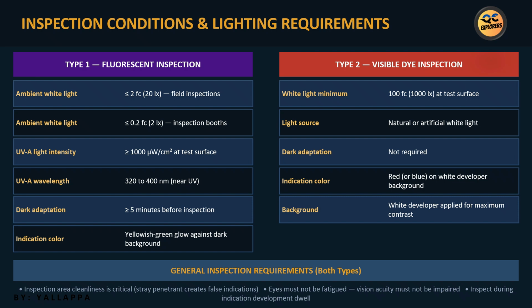Dark adaptation is also important. Inspectors should remain in dark conditions for at least 5 minutes before inspection. This improves eye sensitivity significantly. Now, visible dye inspection is different. Minimum white light intensity should be 100 foot candles or 1,000 lux, and dark adaptation is not required. Indications usually appear as red marks against a white developer background.